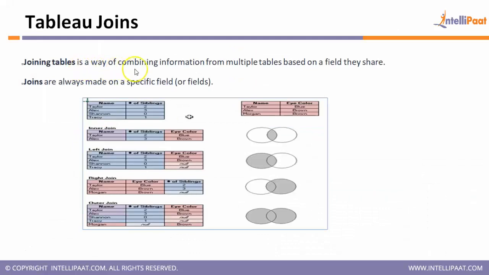So joining tables is a way of combining information from multiple tables based on a field they share. In this example, region is the column that is shared between two tables. So using region, we are going to join these two tables. There are 4 types of join: inner join, right outer join, left outer join, and full join.